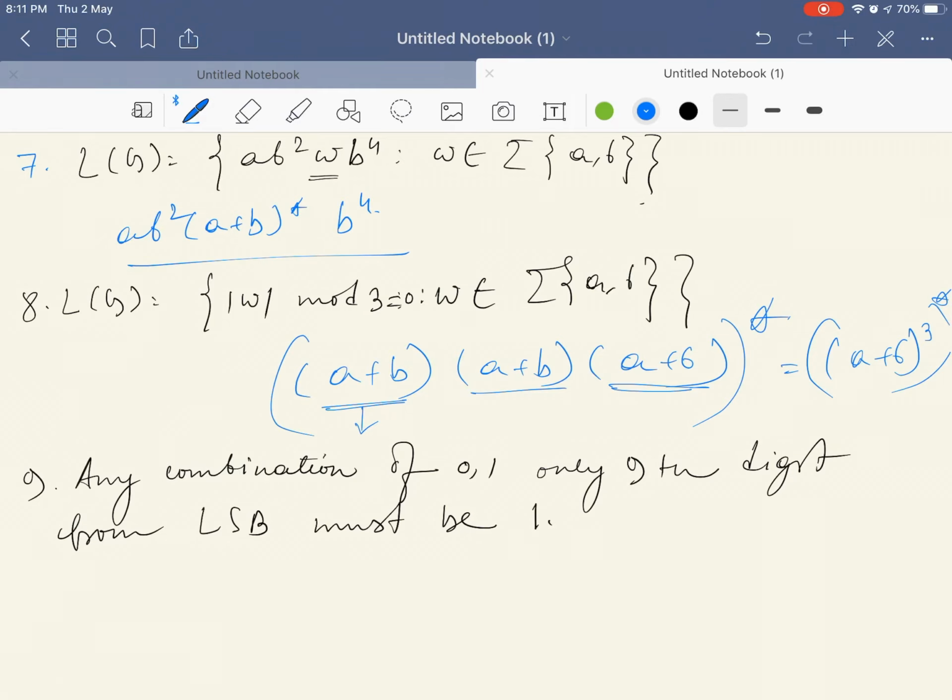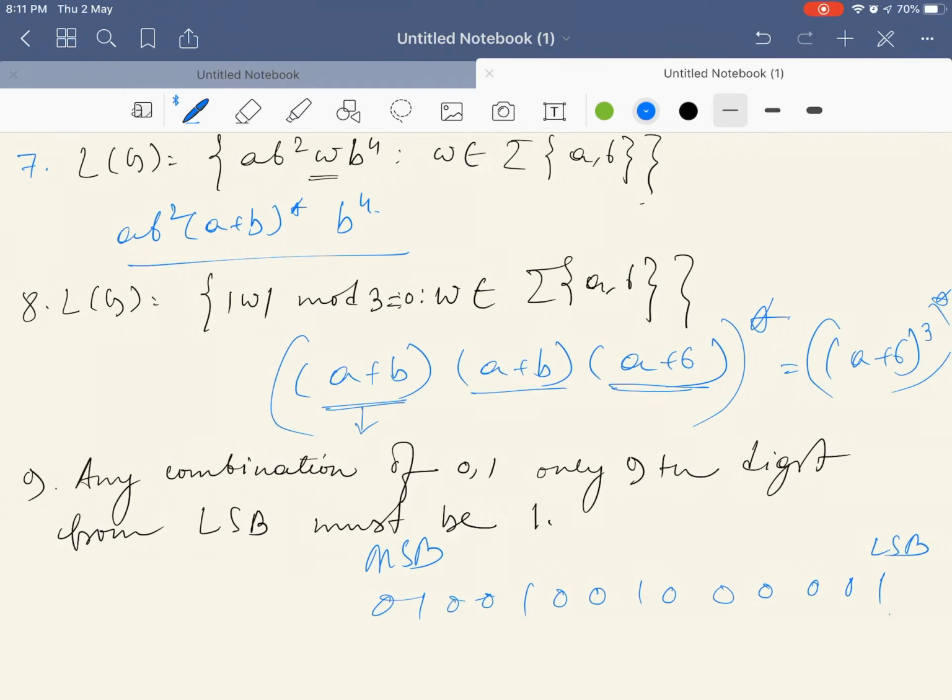Now let us see the next problem. Any combination of 0 and 1, that means the digits, but the 9th digit from the LSB must be 1. LSB means, if I write a number like 0 1 0 0 1 0 1 1 0 0 1 0, how many digits? Let us check: 1 2 3 4 5 6 7 8 9 10 11 12 13 14. So this one is my LSB position and this one is my MSB position, right?